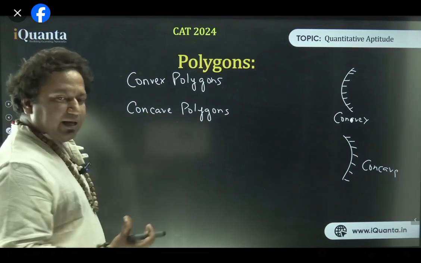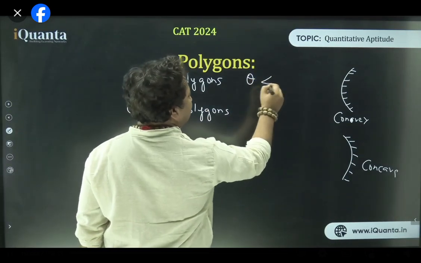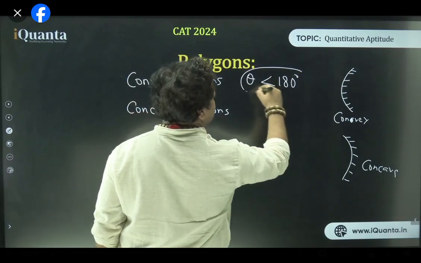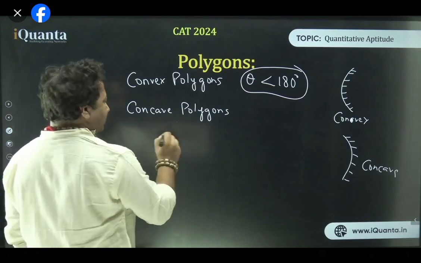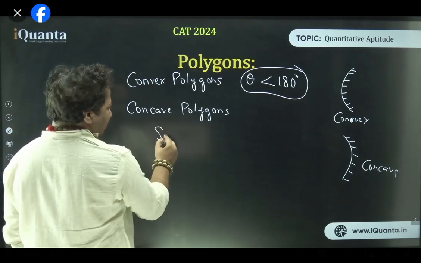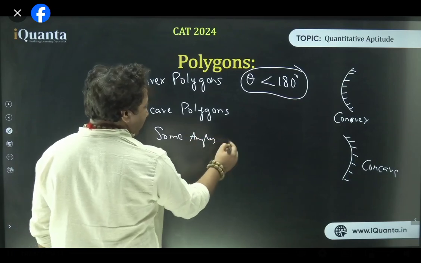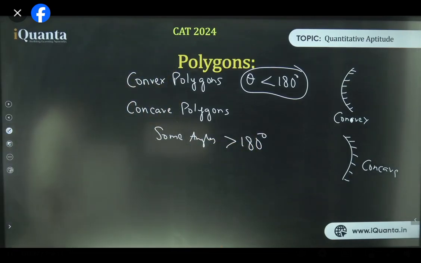So in convex polygons, what happens? All the angles, like theta, all the angles are less than 180 degrees. All the angles. Okay? And in concave polygons, some angles, not all, some angles can be greater than 180. Now you're thinking, कैसे हो सकता है? Some can be greater than 180 degrees.